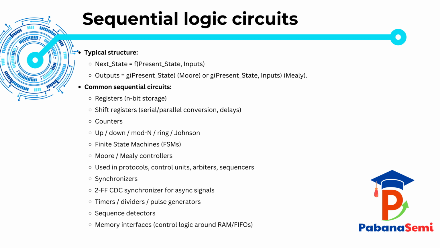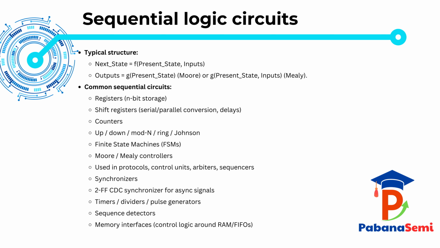4. FSM, finite state machine. An FSM is like a step-by-step controller. Examples: traffic light controller, vending machine logic, CPU control unit. An FSM decides what state you are in now, what state to go to next, and what output to generate.